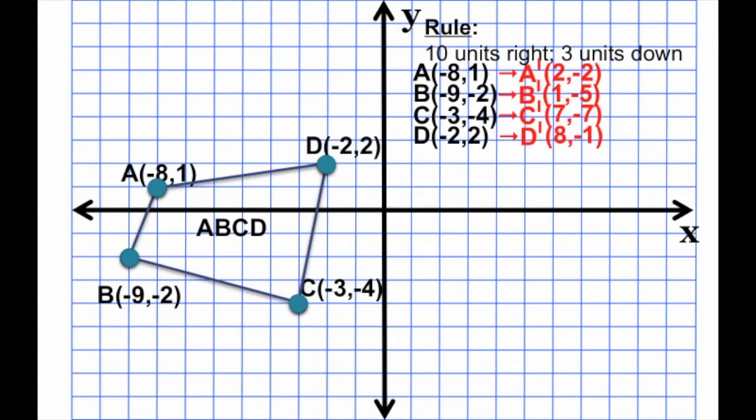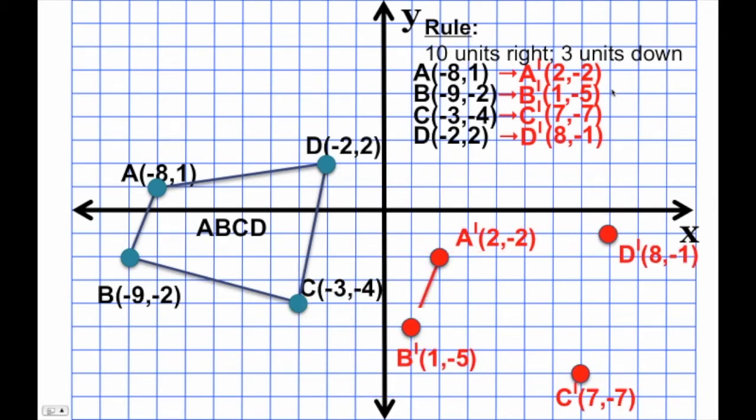And now all I have to do is just take my points here of my image, my translation, and plot them. That's going to be A prime, B prime, C prime, and D prime. I connect them, and that gives me my new image, which is A prime, B prime, C prime, D prime. Again, remember, this is a translation, so we should have an image that looks exactly like the original figure. All we've done is literally move the entire figure 10 units to the right and 3 units down and place it for our image.